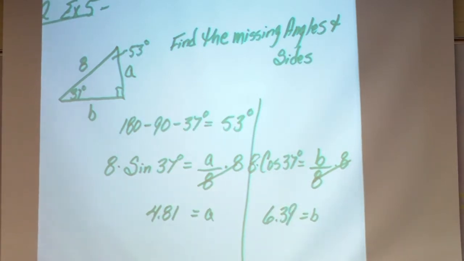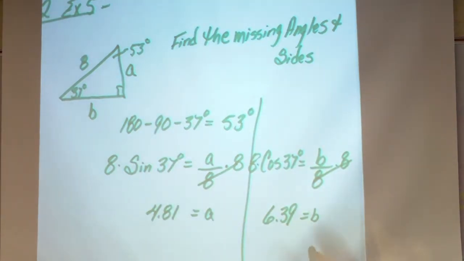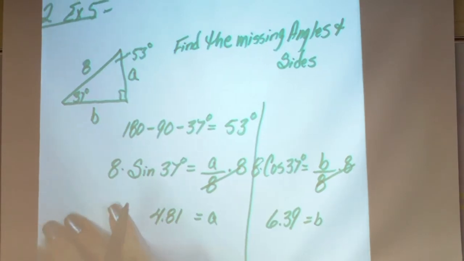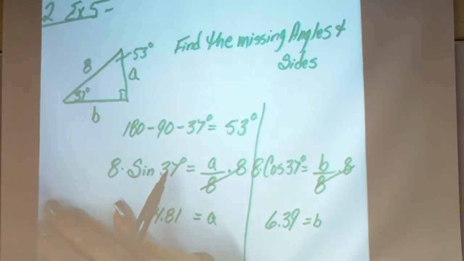So now we found the missing angle. Actually, there's only one, 53 degrees, and we found the missing sides, our A and B. And we have the values for A and B here. Example 6, I want you to find the height of a building.